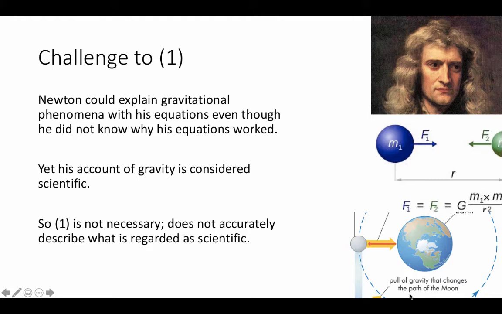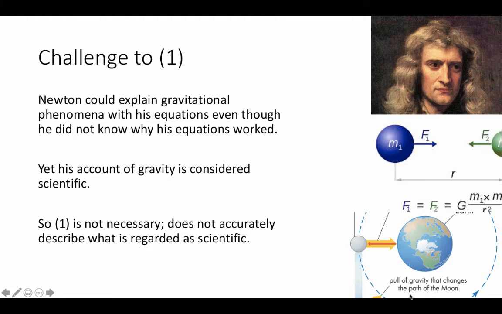In fact, a lot of people rejected Newton's theory of gravity because he couldn't explain how it worked. But nowadays, we accept a lot of it. For a long time, they accepted it. And it's definitely considered a scientific account of gravity. But the problem is Newton's account of gravity does not explain why his equations work. It just shows that they work. So Newton's account of gravity would not satisfy Aristotle's definition of science, even though Newton's account of gravity is properly considered a scientific account.